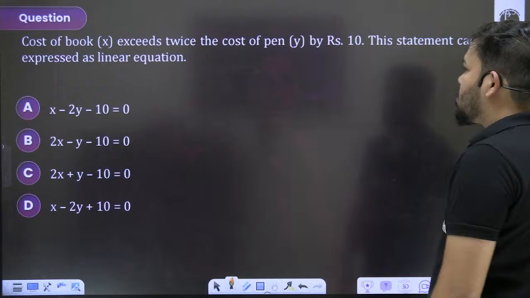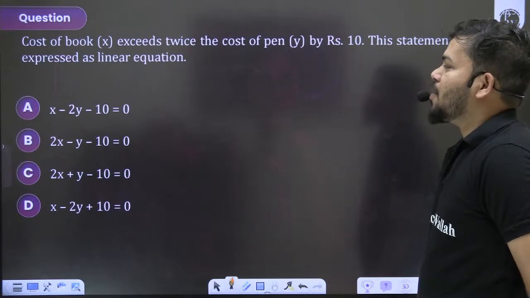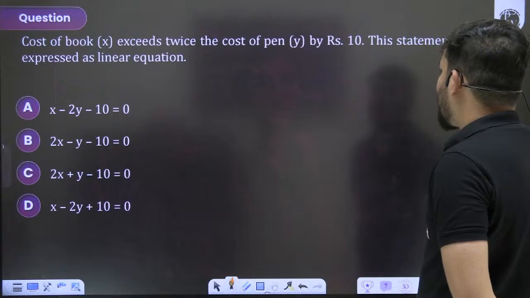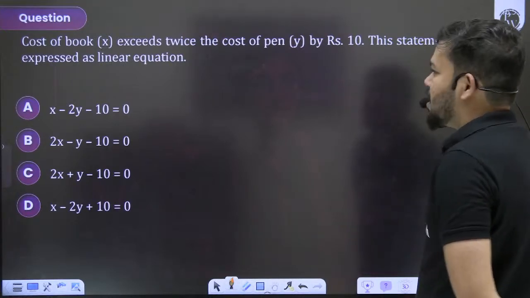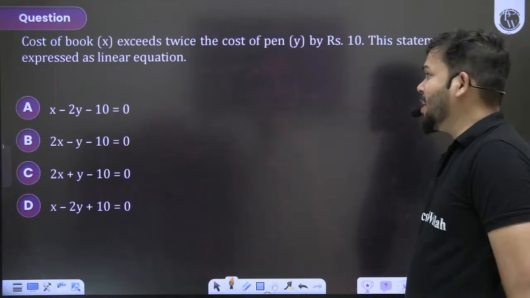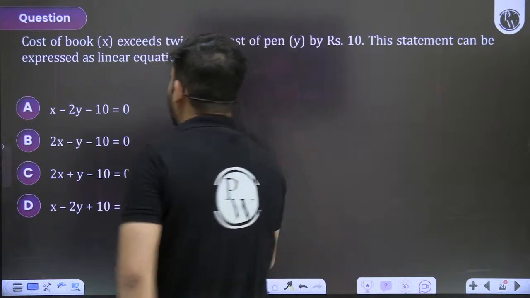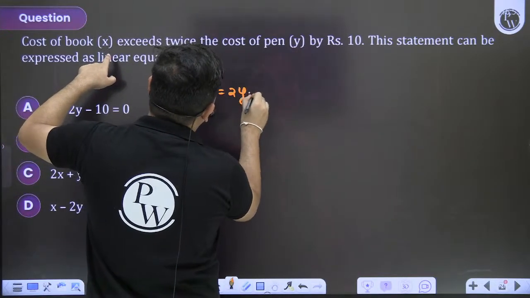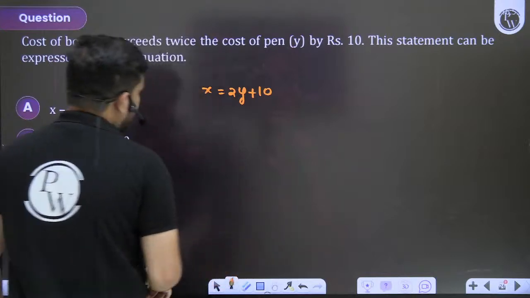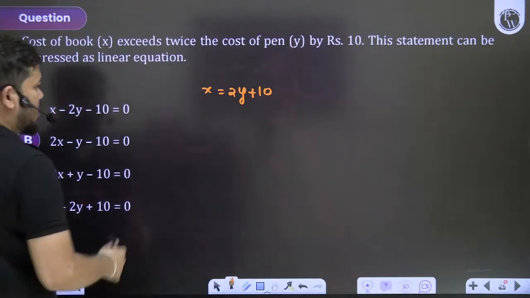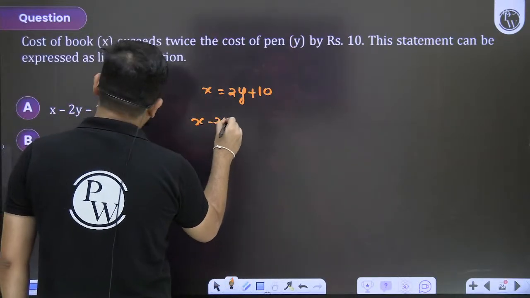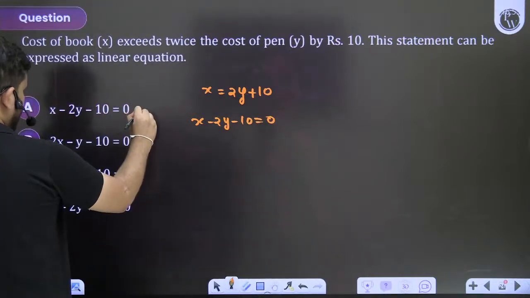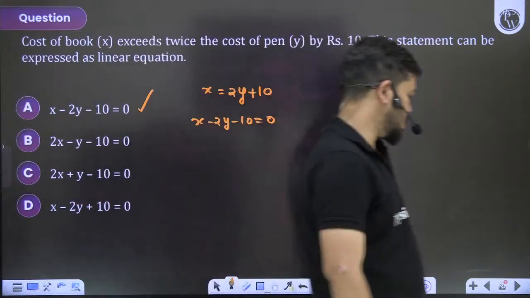Next question. The cost of a book exceeds twice the cost of a pen by 10. Then let's write the expression as a linear equation. Cost of a book exceeds twice the cost of a pen means 2 times y, plus 10. So the cost of a book is x. From that, x minus 2y minus 10 equals 0 is your answer. So option A is the correct answer for this question.